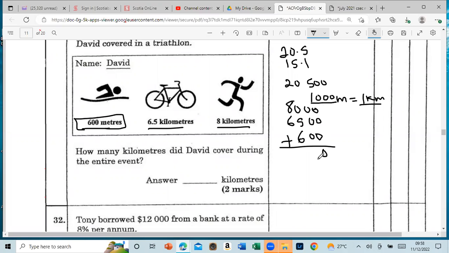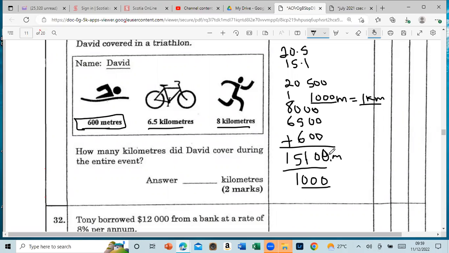All right. And then now we add this. So 6 and 5, 11. So 8 and 1, 9, and that 15. So this is meters now, right? So it's 15,100 meters. And as we said, to convert from meters to kilometers, we divide by 1,000. So the decimal point moves 3 places, right?